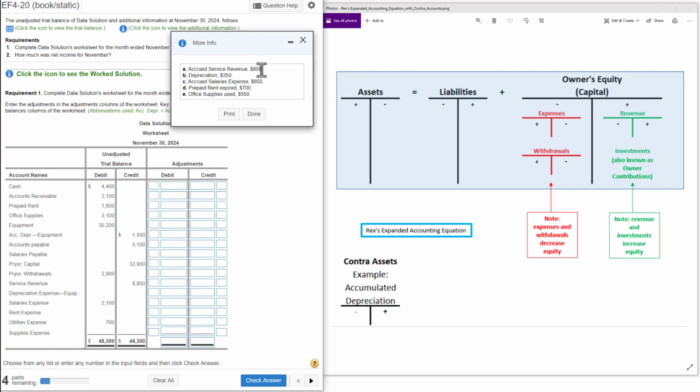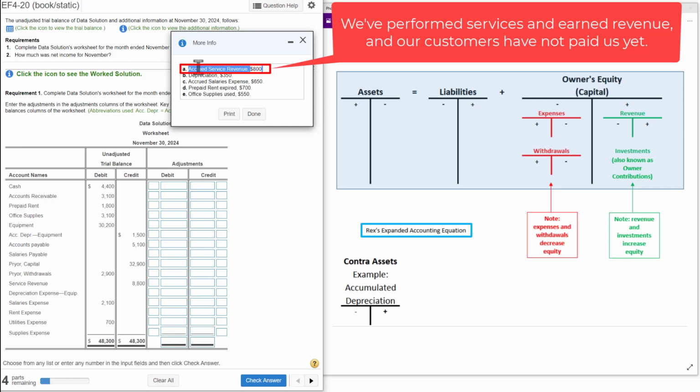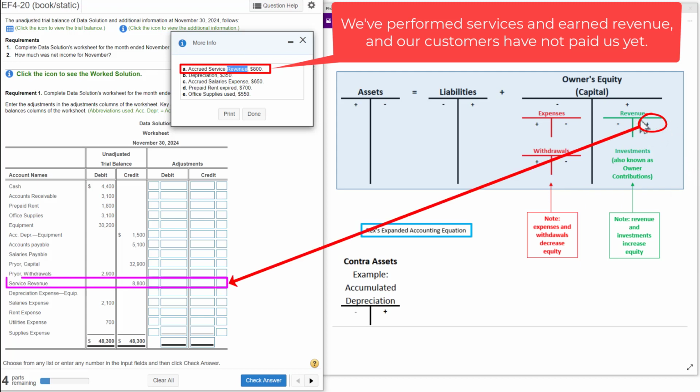So let's start with adjustment A, accrued service revenue. And for the millionth time, accrued means something is accumulated but is not yet paid. So what has accumulated? Revenue. And because it hasn't been paid, this means the customers owe us this amount. But let's record the revenue first. So revenue is increasing. How do we increase the revenue? With a credit. So down here under revenue, service revenue, I'm going to put in $800, adjustment A.